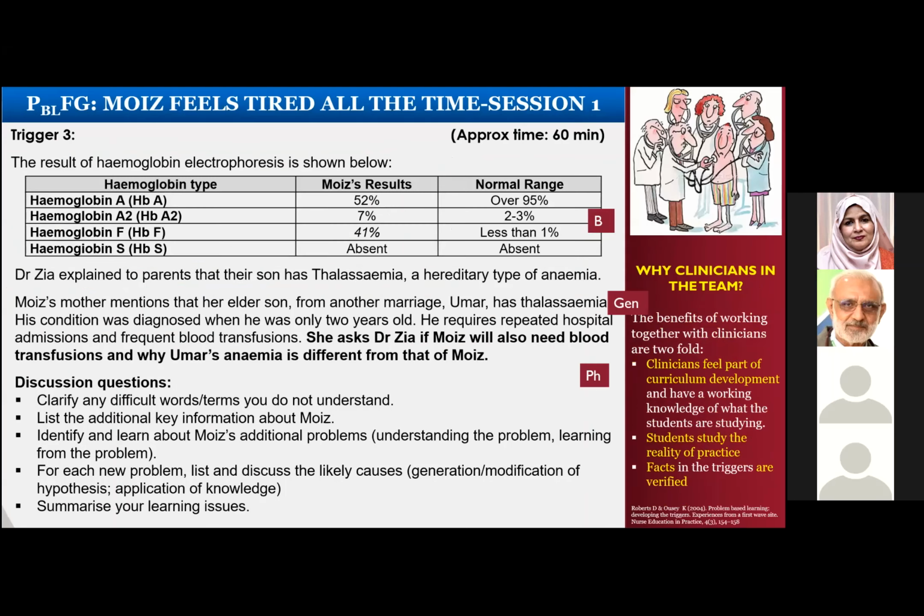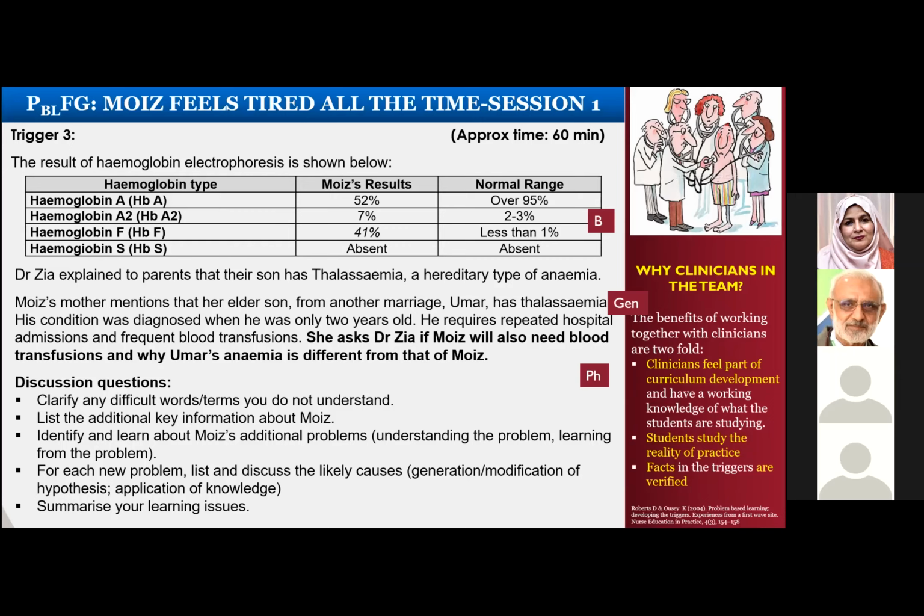Okay. So the trigger 3, the approximate time for this is 60 minutes. This was a 2-hour session. So 20 minutes, 40 minutes, and now it is 60 minutes. The result of hemoglobin electrophoresis is shown over there. This will be a bit difficult for the students because probably they will not be very familiar with that. So they have to search through some information, or they can make them their learning needs. But they have to go through this process of discussion, brainstorming, definitely.